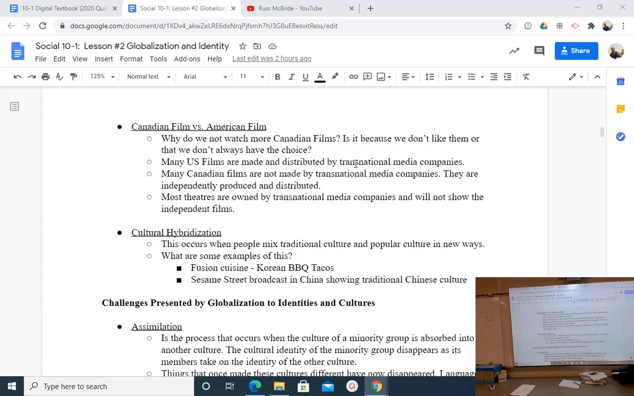Yes? Hawaiian pizza. Hawaiian pizza. And putting pineapple on pizza is a Canadian invention. So go Canada. We made pizza gross. But yeah, Hawaiian pizza, yep.